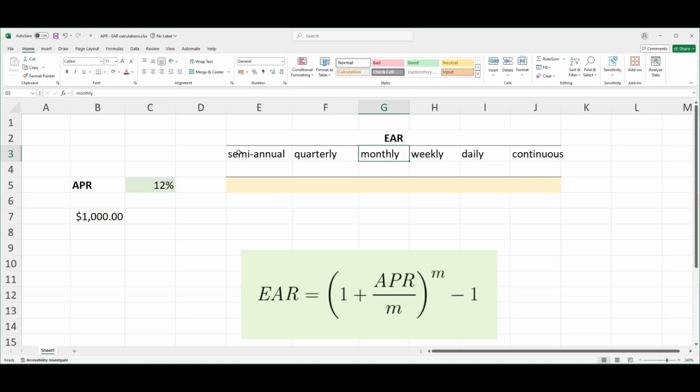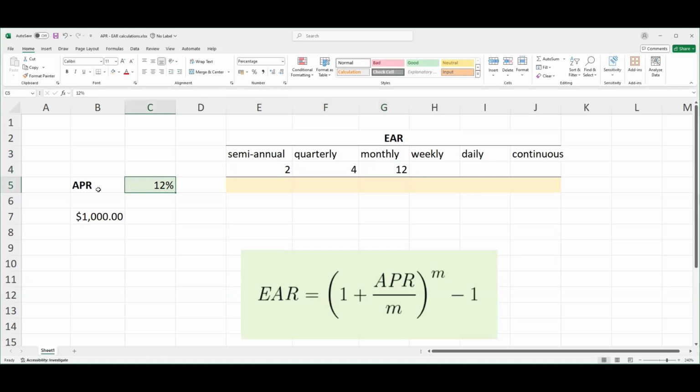Let's begin with semi-annual compounding. So this means that you will get interest payments twice within the year, every 6 months. If it was quarterly compounding, that would have been 4 interest payments. If it is monthly, it will be 12 interest payments, and so on.